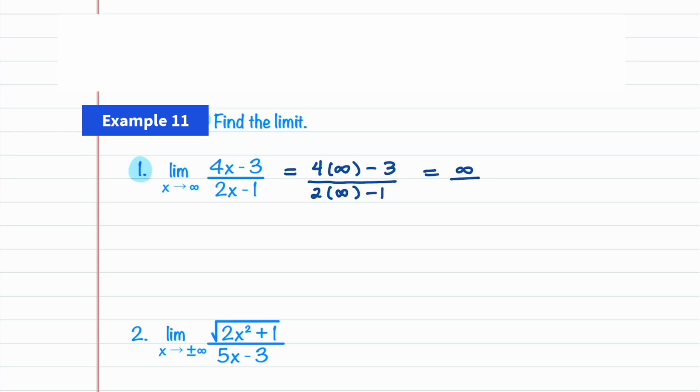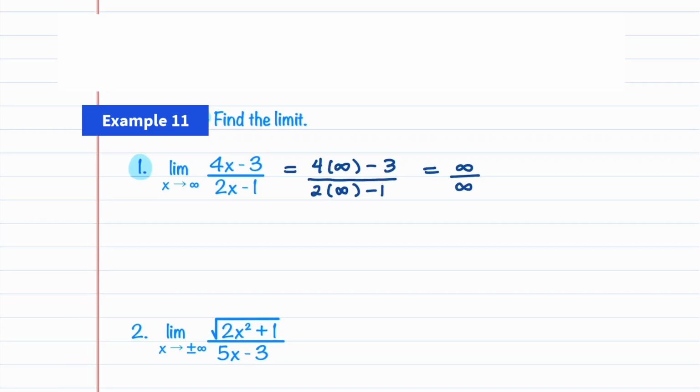And then the same thing happens with the denominator. 2 times infinity is a lot bigger than minus 1, so we can write this as infinity, and we get the indeterminate form infinity divided by infinity. What we're going to do now is divide the numerator and the denominator by the highest power of x in the denominator. This power of x is right there, so we're just going to divide the top and bottom by x. This gives us the limit as x goes to infinity.